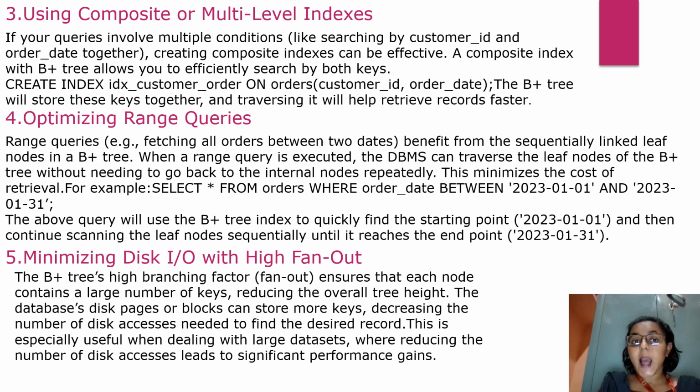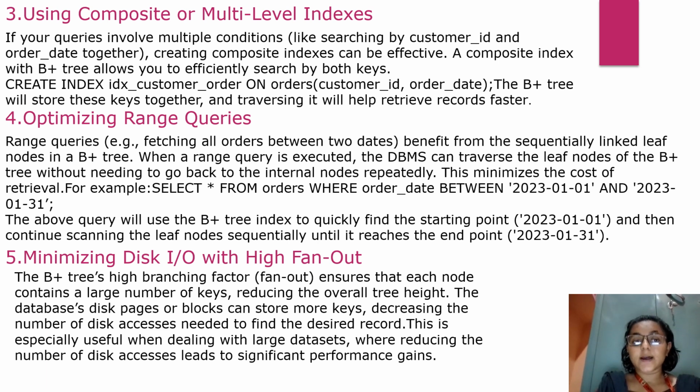Create index idx_customer_order on orders of customer ID, order date. The B plus tree will store these keys together, and traversing it will help retrieve records faster. B plus trees allow both keys, customer ID and order date, and it traverses data faster to give an output.